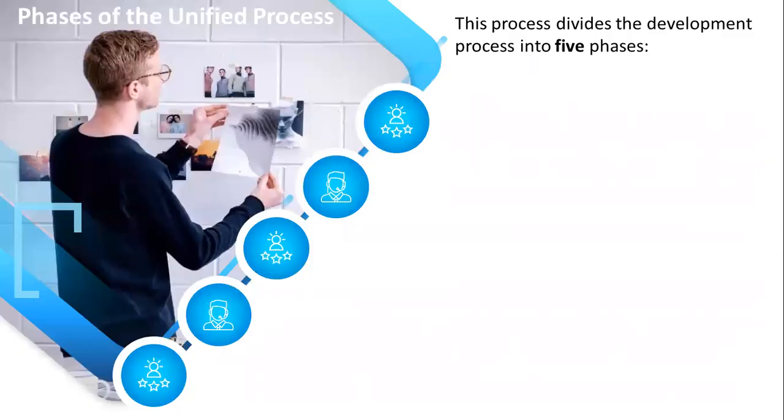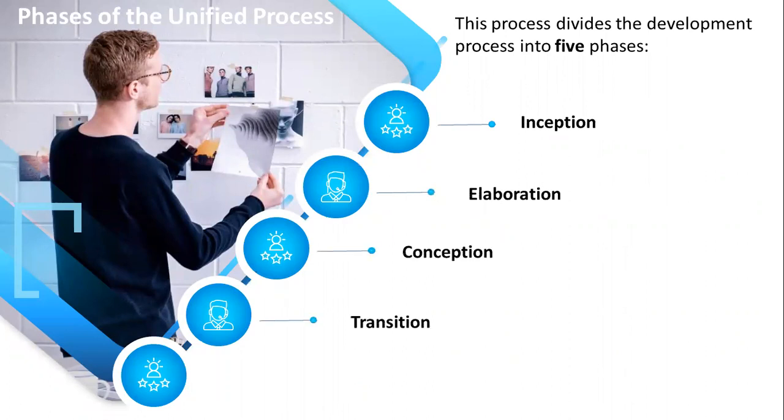Now let us see the different phases in the unified process. This process divides the development process into 5 phases: inception phase, elaboration phase, construction phase, transition phase, and production phase.